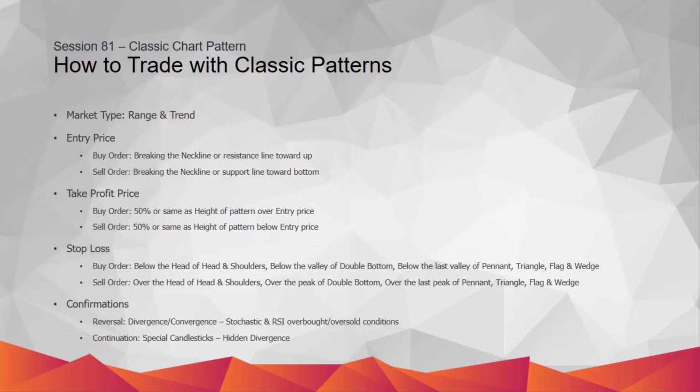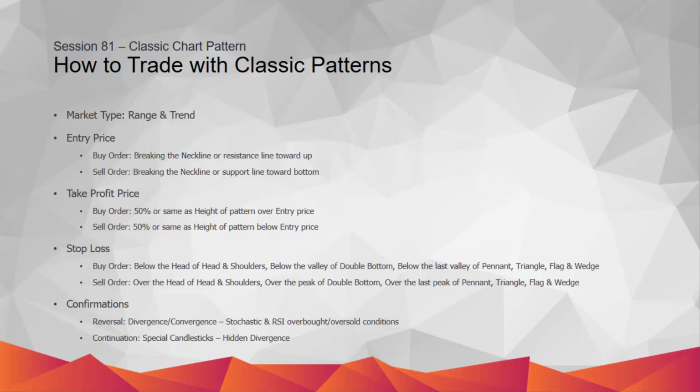The stop loss price for buy order is below the head of head and shoulders, or below the value of double bottom, or below the last value of pennant, triangle, flag, and wedge. The stop loss price for sell order is over the head of head and shoulders, over the peak of double top, or over the last peak of pennant, triangle, flag, and wedge. The confirmations for reversal patterns are divergence or convergence, stochastic and RSI, and overbought and oversold conditions. The confirmations for continuation patterns are special candles with hidden divergence.